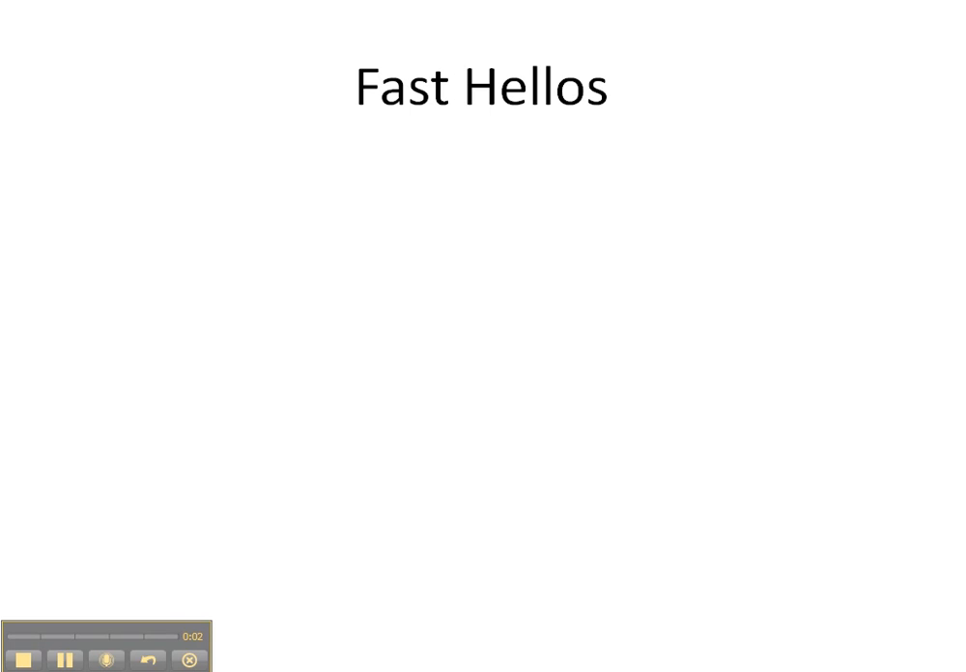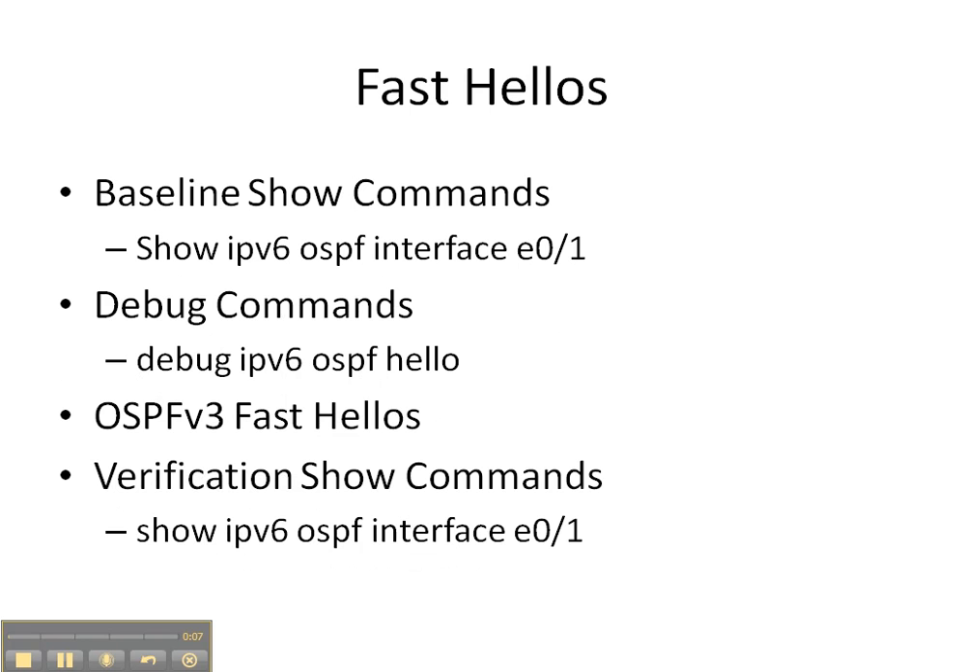In this video cheat sheet, we're going to be manipulating OSPFv3 fast hellos. We're going to start off with the baseline show command of show IPv6 OSPF interface to see what the default hello timers are, and then we're going to enable the debug IPv6 OSPF hello command to see how things change when we manipulate the OSPFv3 fast hellos. And then we're going to finish up with the verification show command of show IPv6 OSPF interface to see how the default timers have changed.